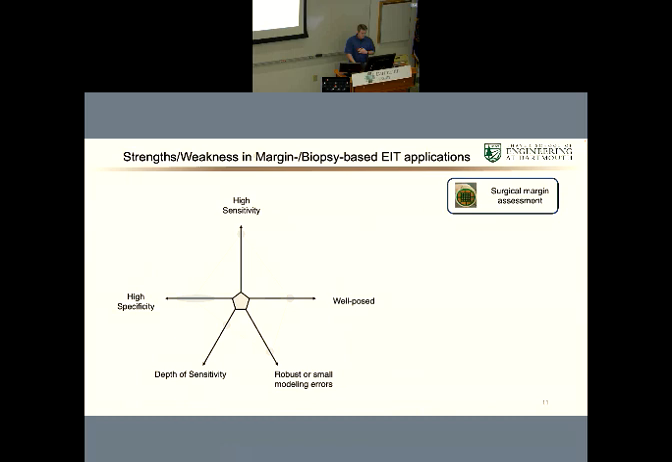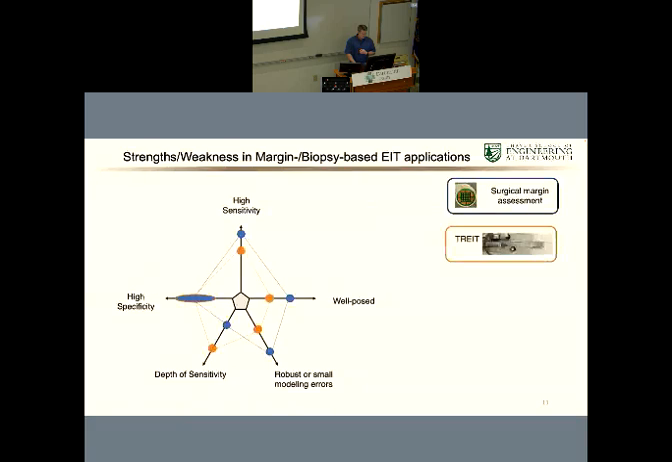Our surgical margin probe: we have high sensitivity. We're actually touching the probe to the tissue that we want to say, is this cancer or not? It's pretty well posed because we don't have to try to aim to get too deep. It's also robust to small errors. Again, it's kind of a shallow problem. And then the biggest shortcoming is the 1 centimeter wide sensor really can't go too deep. It's just a few millimeters.